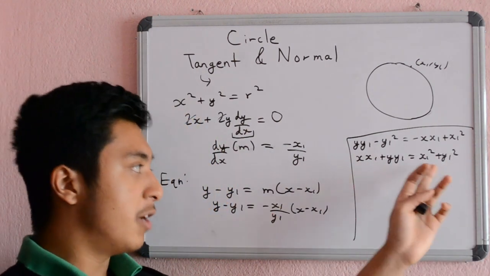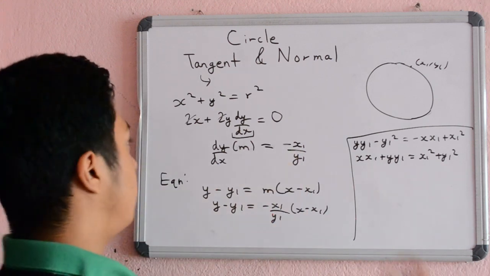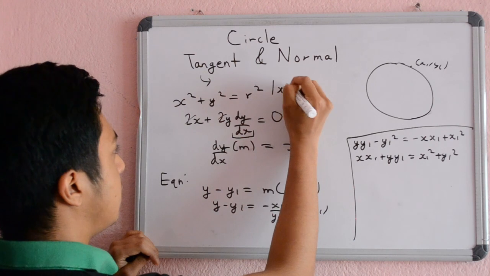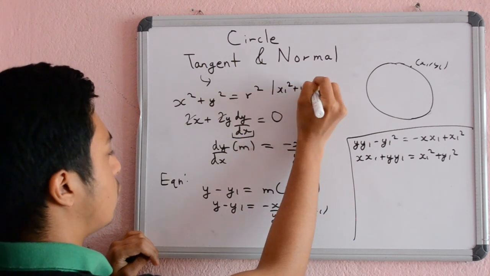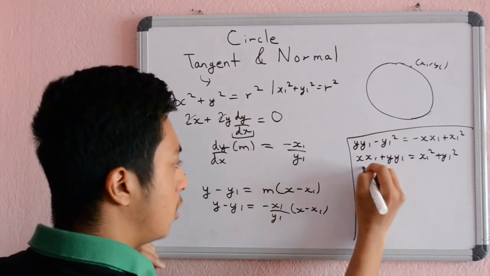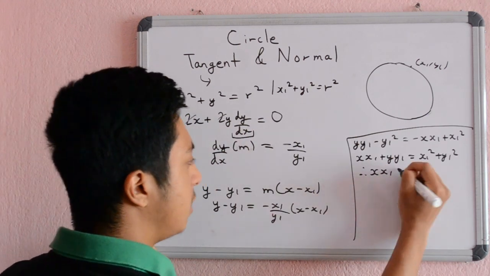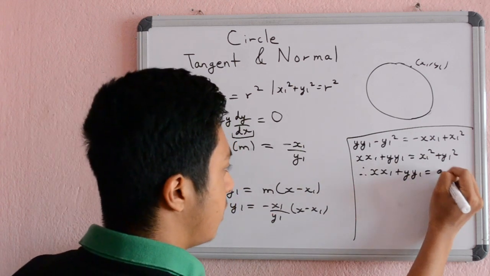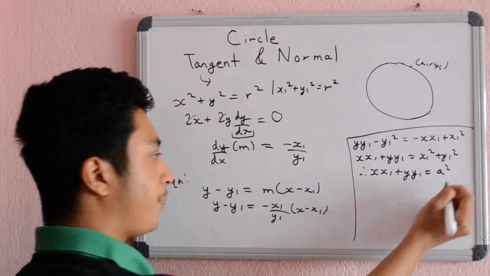Well, from here we can simplify further, because x1 squared plus y1 squared equals r squared. And as you can see, these two are the same. So therefore the equation of the tangent at a point x1 comma y1 is this over here.